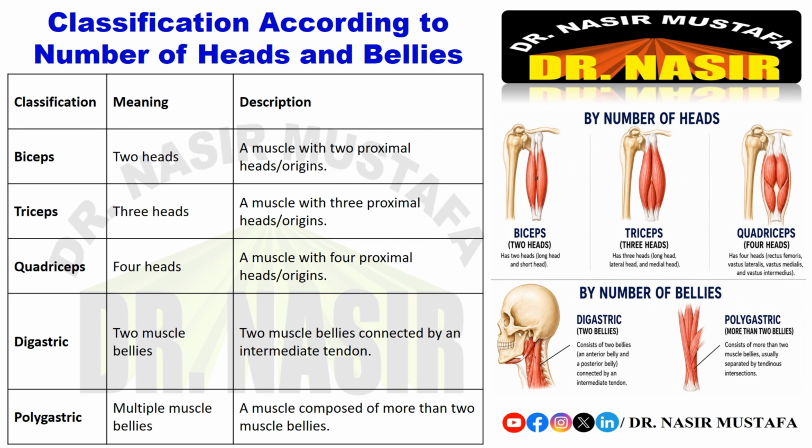Muscles may also be classified according to the number of heads. For example, biceps means a muscle with 2 heads. Triceps means a muscle with 3 heads. And quadriceps indicates 4 heads.